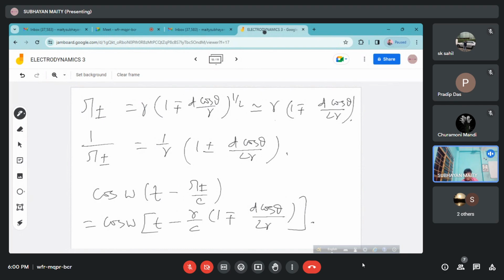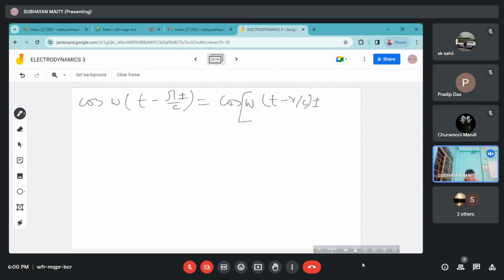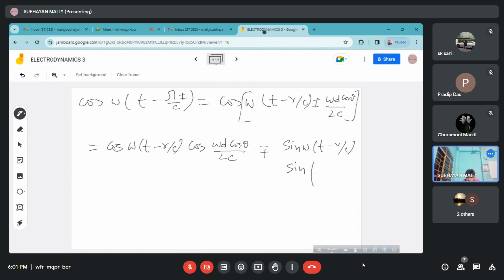If I multiply, r and r will cancel, so what will it be? Omega d cos theta by 2c. Is that okay? See whether it is correct. So now cos (a plus minus b) is equal to cos omega (t minus r by c) cos (omega d cos theta by 2c) minus plus sin omega (t minus r by c) sin (omega d cos theta by 2c), because for cos (a plus b) it is minus here and for cos (a minus b) it is plus here.